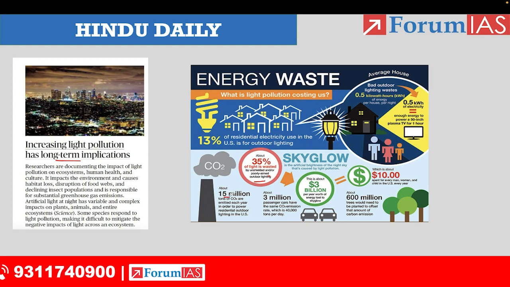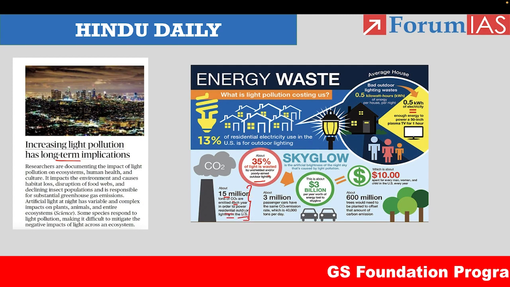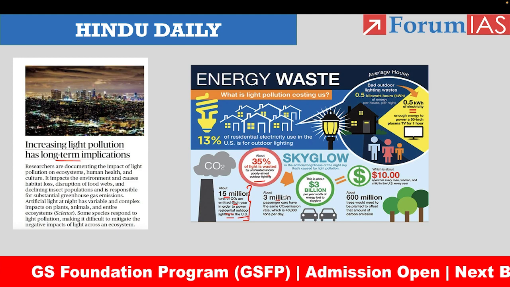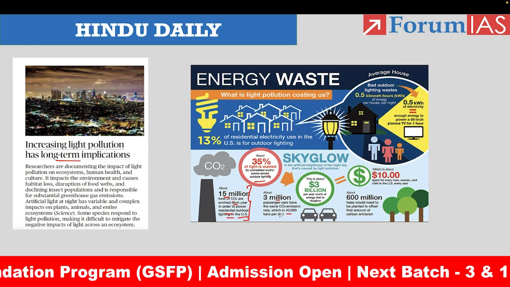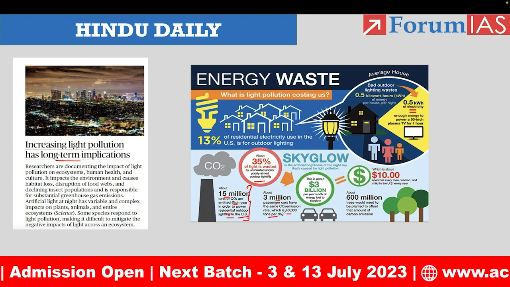And almost 15 million tons of CO2 is emitted each and every year in order to power residential outdoor lighting in the US. So this is with respect to the US. And 3 million passenger cars are emitting excess CO2, which is almost 40,000 tons per day, for lighting, right? So these are the few basic facts you need to know.